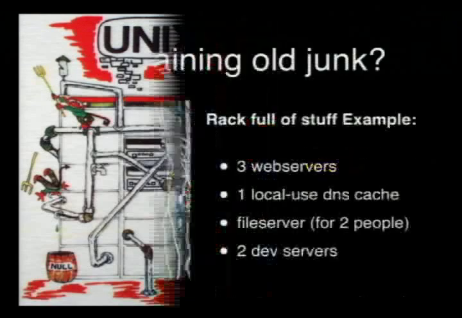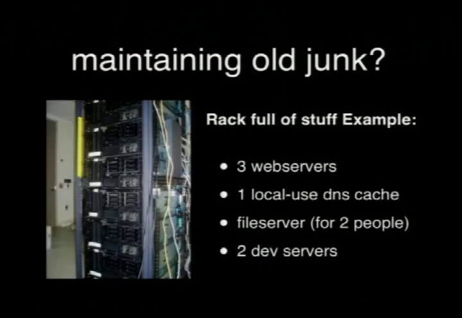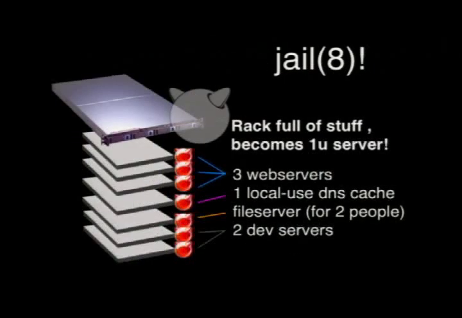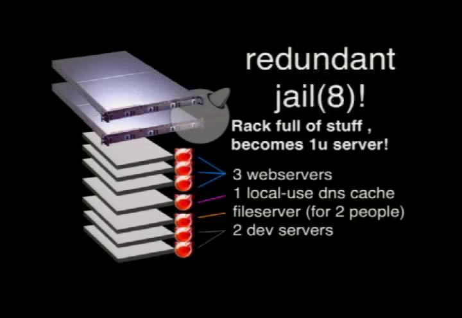All right, one more last little thing is, if you're maintaining a lot of old junk, jails are great. So this rack with all those 1 gigabyte SCSI hard drives has 3 web servers, a local DNS cache, a file server for 2 people, and 2 dev servers. That's a lot of juice. All of that stuff could be shoved into a nice, brand new, high-density 1U box, and you run a bunch of jails. We've got all of our isolated systems. And hey, get another one, and it's redundant.